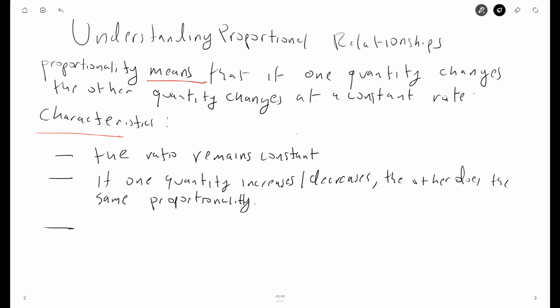The third one, it can be represented by the equation y equals kx, where k is the constant of proportionality.